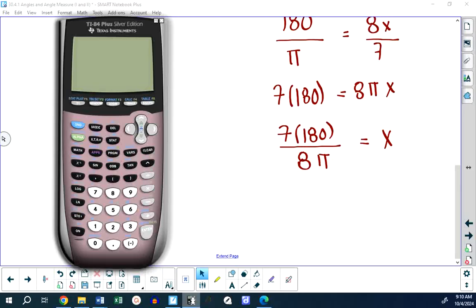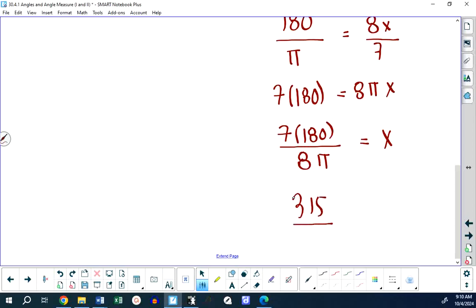315 over pi. 315 over 2 pi. This is a number of degrees, right? Going back to what I was talking about with the units, these are both degrees, right? So we're getting x degrees. You don't have to think of that with the unit there. You can just say, well, I'm finding degrees. Now let's find a decimal approximation here.